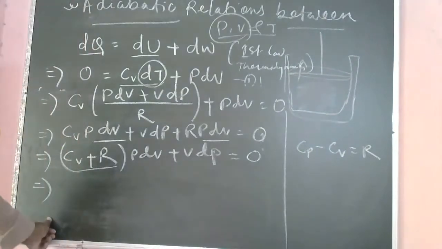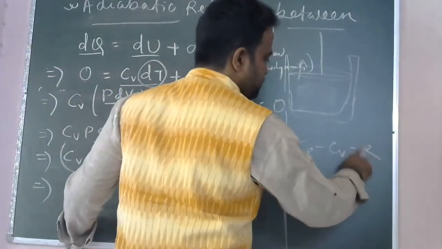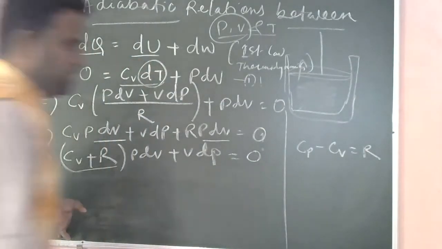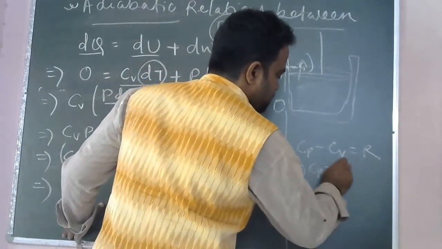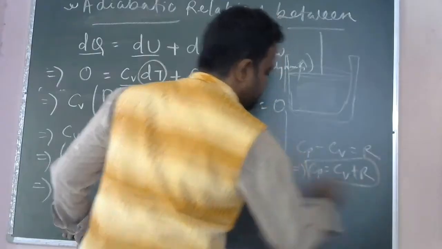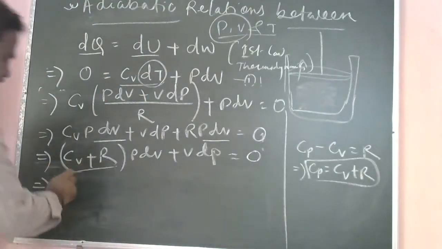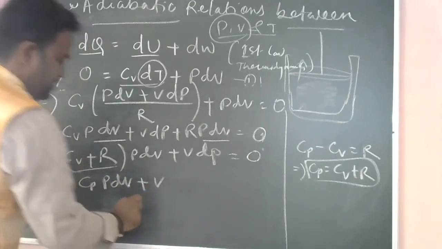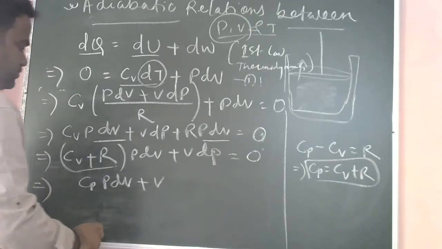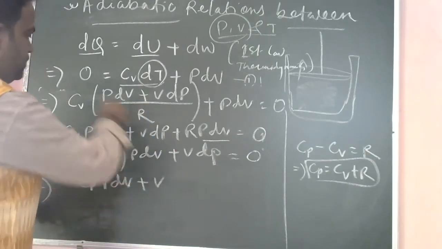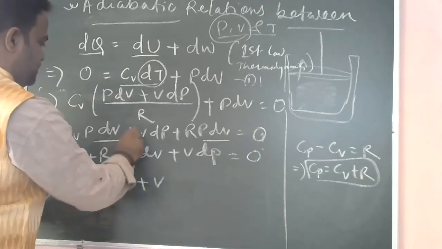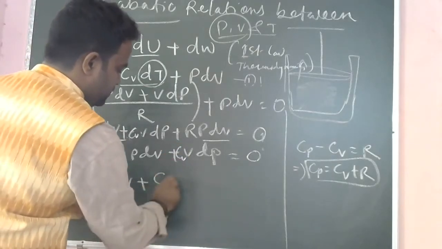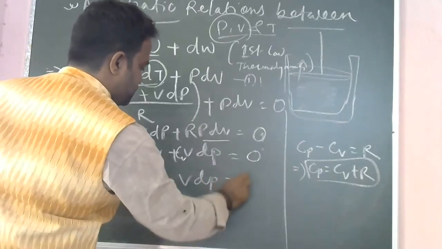For 1 mole of gas. If it is 2 moles, then it will be 2R, NR. Actually, the relationship is NR. For 1 mole of gas, it is only R. Cp minus Cv is equal to R, or you can write Cp is equal to Cv plus R. You can write this, right? So I can write Cv plus R as Cp PdV plus VdP. Okay, Cv VdP, so Cv VdP is equal to 0.